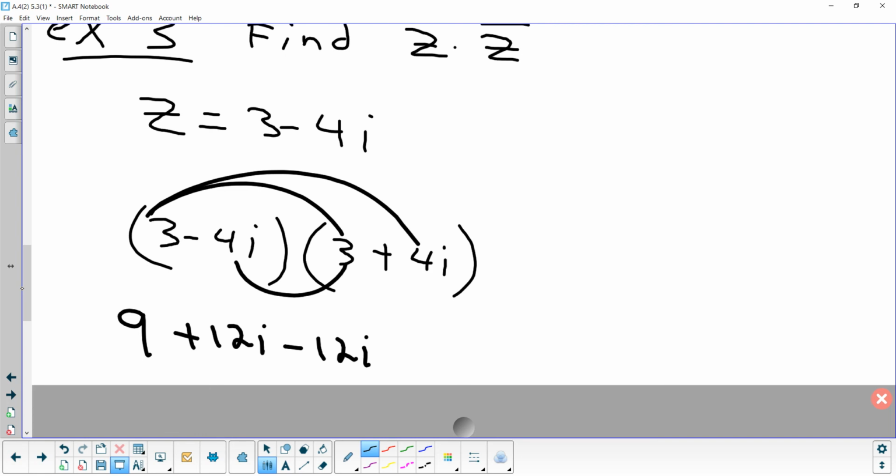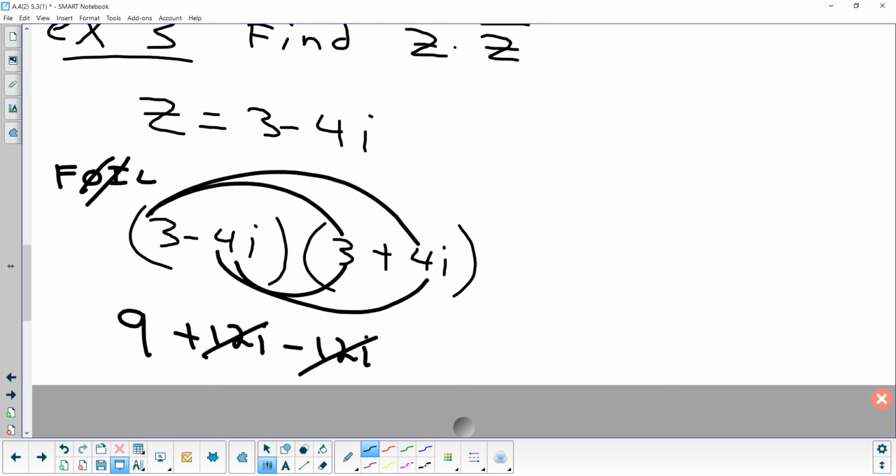Whenever you're multiplying conjugates together, you don't ever need to worry about doing the O and the I because they're going to cancel out every time with conjugates. So, those are gone. We did the first. 3 times 3 is 9. Now let's just do the last. Negative 4i times positive 4i.